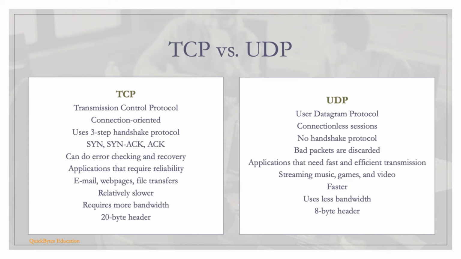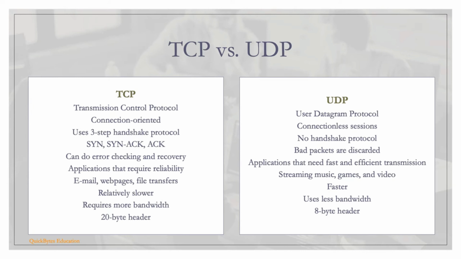TCP stands for Transmission Control Protocol. One way to remember TCP is that it provides more control over the transmission of data. TCP is connection-oriented, which means the devices on both ends must establish a connection before data is exchanged. This is done through a three-step process called the three-way handshake.